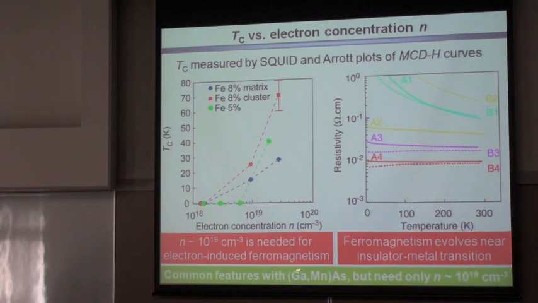And this number is probably smaller than the holes of gallium manganese arsenide. In that material, although the features are very similar, it is p-type, and the threshold hole concentration of this material is probably 5 times 10 to the 19th. But in this material, it is n-type, and the threshold electron concentration is 1 times 10 to the 19th.